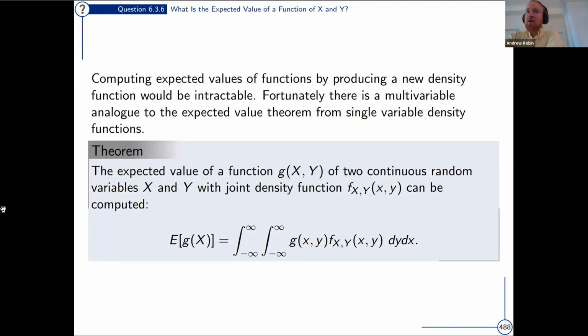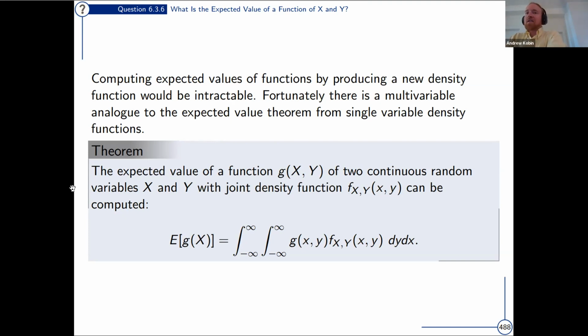However, we have the following theorem that allows us to compute expected values of functions of two random variables, x and y. We can dodge the issue of producing that new density function h by using the expected value theorem, which expresses things as an integral of the product of two functions, just like we did in the single variable density function study. So here's what the theorem says.